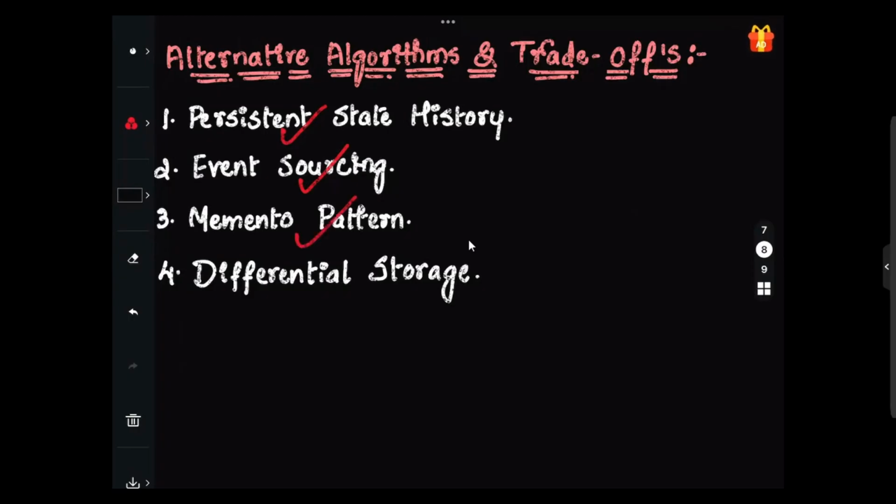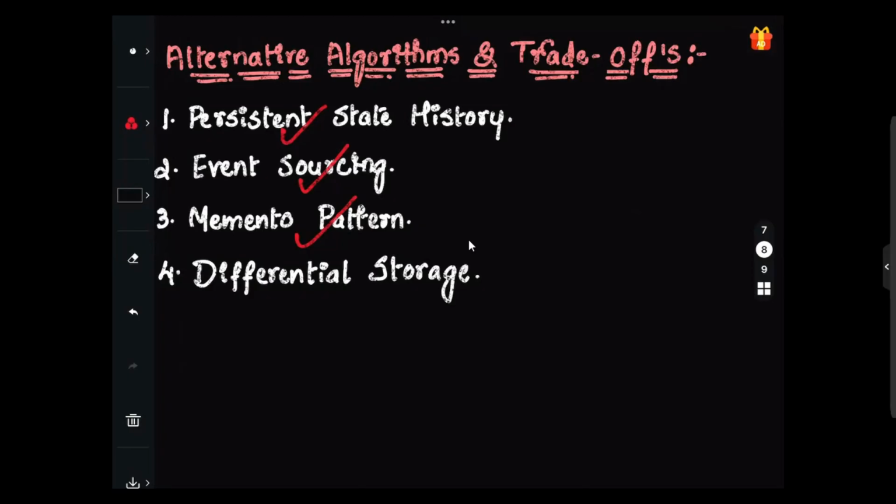The third one is the memento pattern. It stores the state objects, no doubt. The main advantage of this is clean separation of the state, and the main disadvantage is that it can become memory heavy. The fourth one is differential storage. It stores only the differences, nothing but the patches. The main advantage is that it is memory efficient, and the main con is that it is difficult to undo or redo. The undo or redo logic becomes completely different when we go with differential storage.